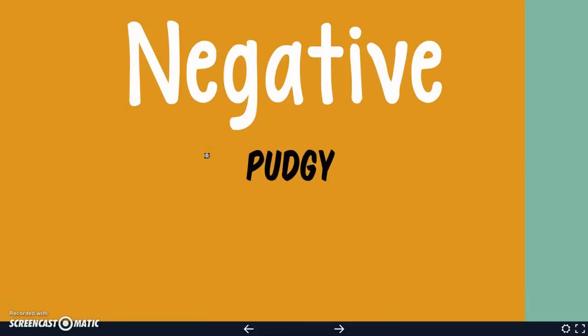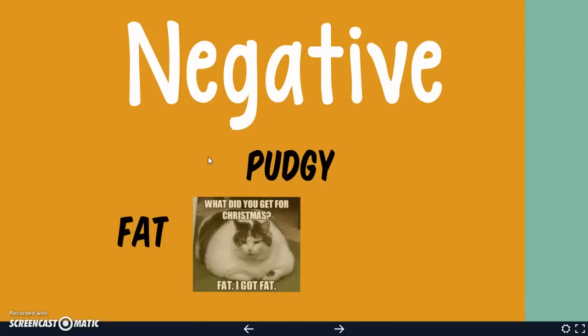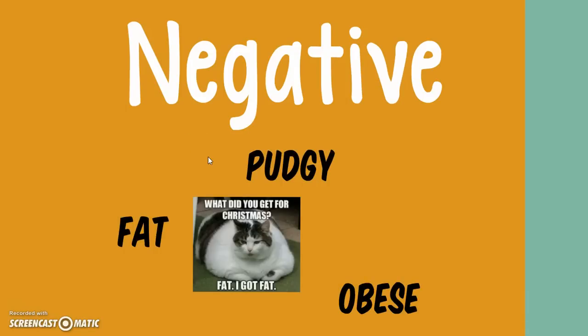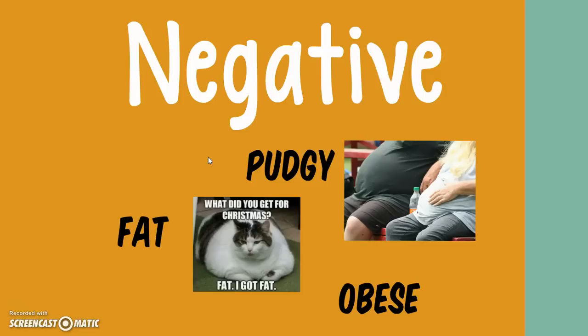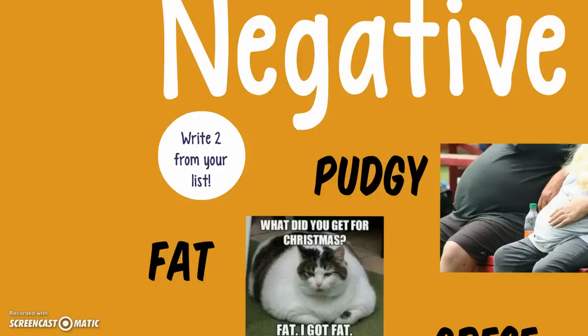And then last is negative. So for negative, you definitely do not want to be called pudgy, fat, or obese. You don't want to be called any of those things. And those are negative connotations. Remember, connotation is the emotional feeling you get when you hear these words. If an author used a tone where they use the word fat and pudgy and obese, that's a negative connotation. You may think it's funny, but it's still negative. And then don't forget to write 2 words from your list.